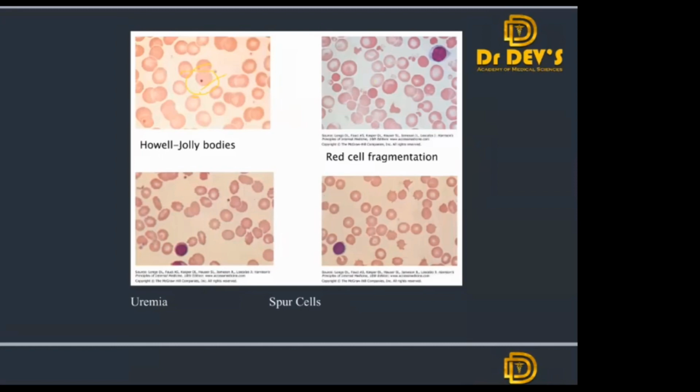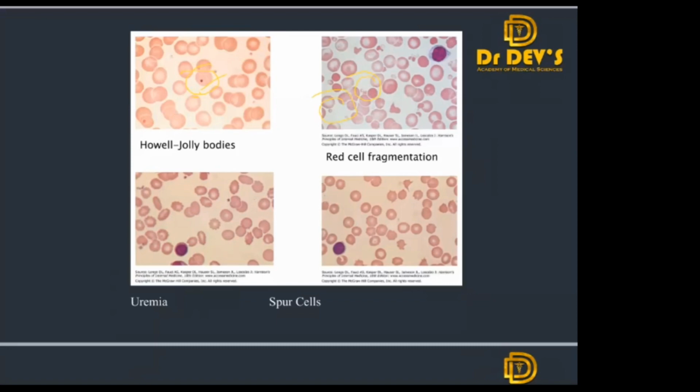These are the RBC fragmentation that can be seen in microangiopathic hemolytic anemia. In this, the vessel lumen is shrunken. So when RBCs pass through that passage, there will be shear and tear force on the RBCs, and RBC lysis will occur. That will cause the fragmented RBCs.